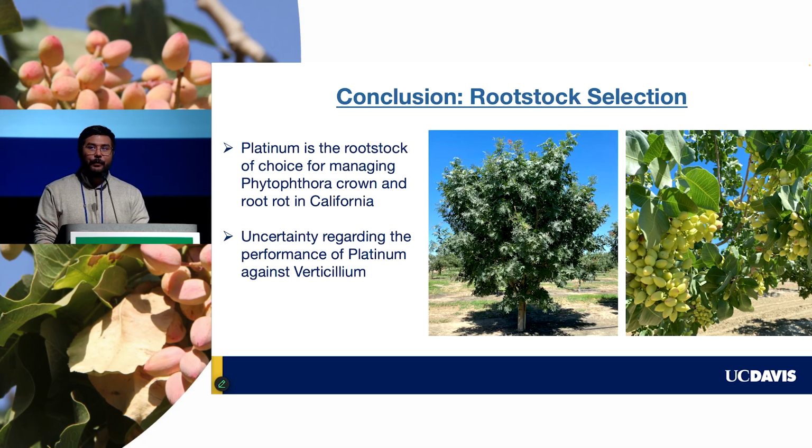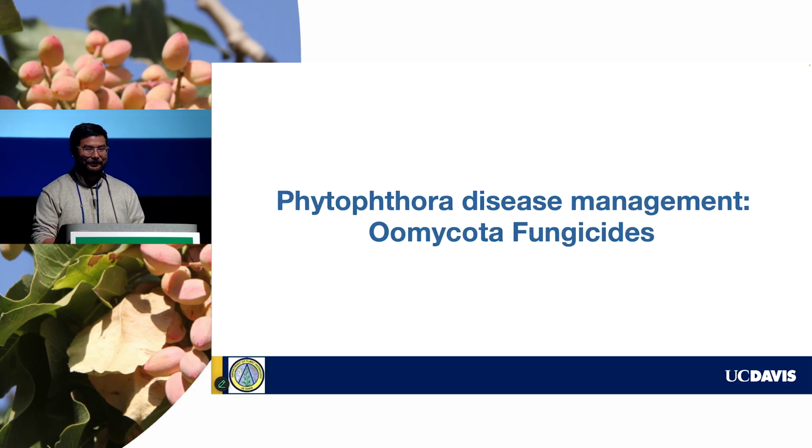And so the conclusion of our rootstock selection experiments is that Platinum is the rootstock of choice for managing Phytophthora crown and root rot infections in California, especially if you're in an area that is more prone to standing water, or if you already have infection in your field, and replacing infected trees with Platinum will give a better chance for those trees to survive and thrive. Now there are still some issues regarding the performance of Platinum against Verticillium, and we could chat about that a little bit more if you find me afterwards.